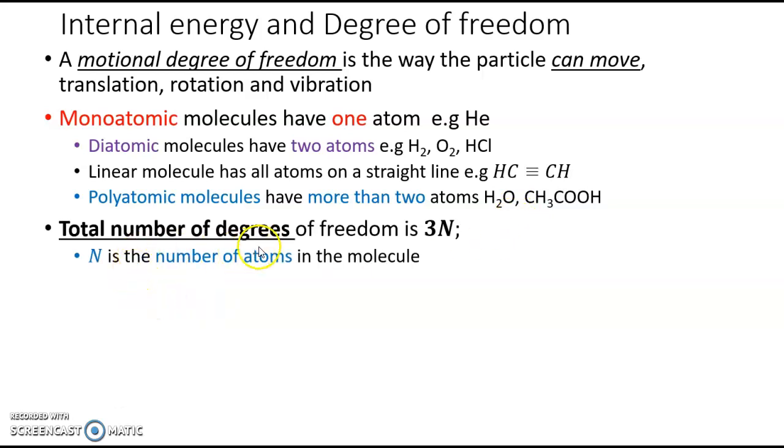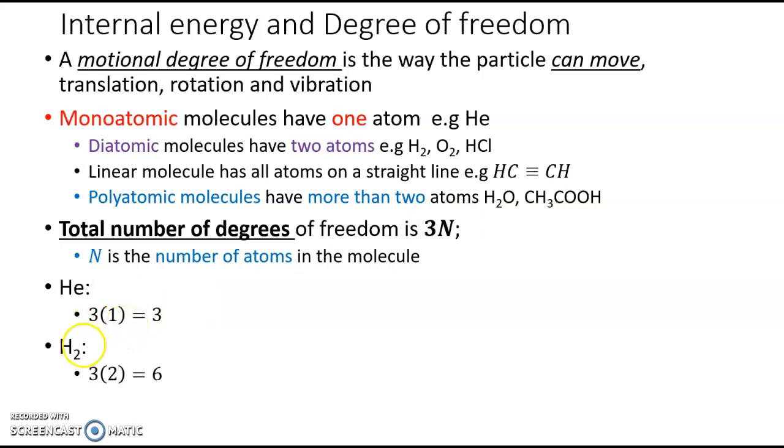The total number of degrees of freedom of any molecule is related to the number of atoms present. So it is given as 3n, and n is the number of atoms present in the molecule. For example, for the helium molecule, n is 1 because it's a monoatomic molecule. So the total number of degrees of freedom is 3n, which is 3 times 1, and that is 3.